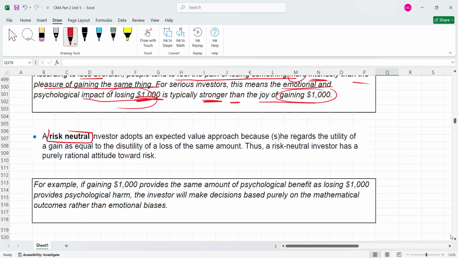Now here, guys, we are discussing risk neutral. Risk neutral people, please remember, always believe in mathematical calculation. And if you remember, we studied the expected value concept in part one.